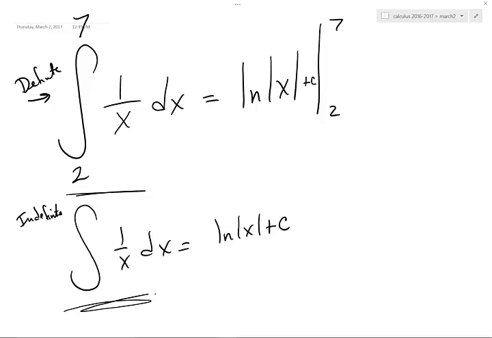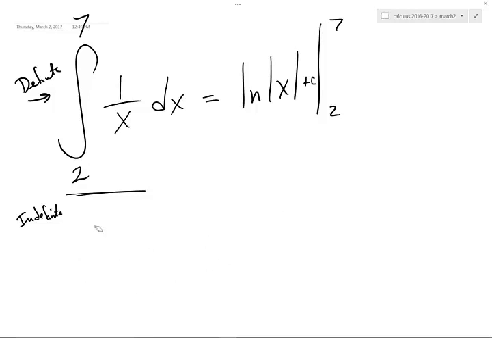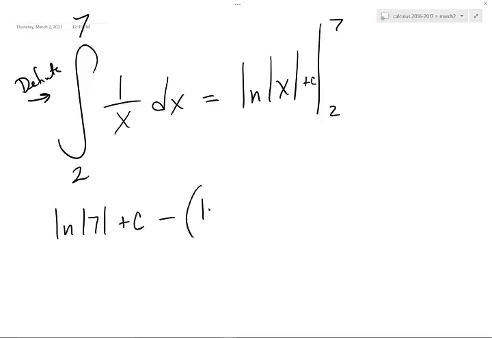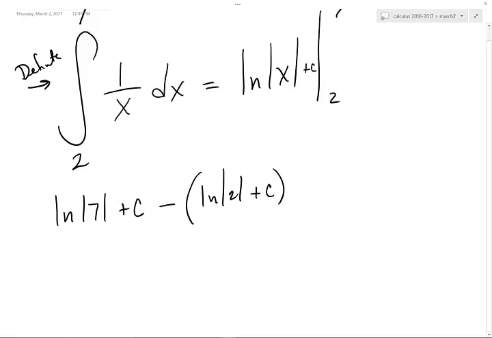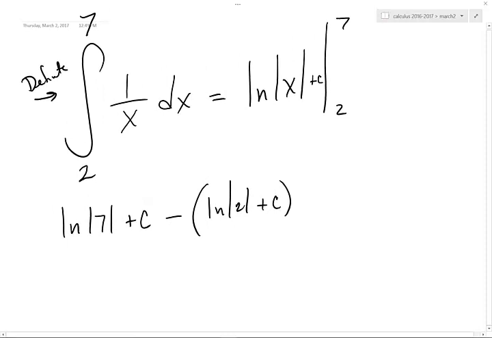Now, let's plug in the 7, shall we? So it's the ln of the absolute value of 7 plus c minus the ln of the absolute value of 2 plus c. That is literally how I want to see it written. Okay? But wait for it. Notice how I put this whole thing into parentheses. You better do that too, or you will screw it up.